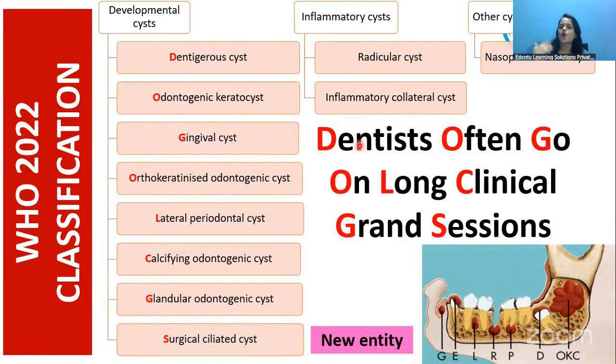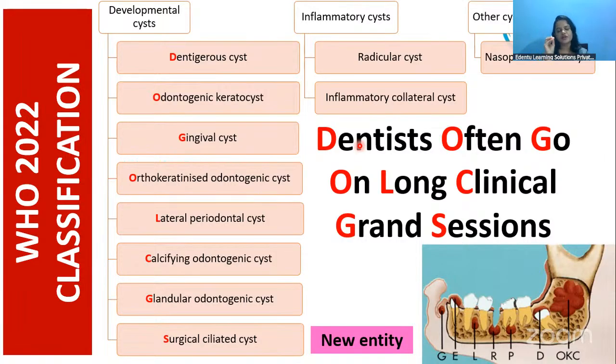If it is not formed from the odontogenic apparatus, then it is included under the non-odontogenic category. So this is the broad classification of the cysts of the jaws: odontogenic and non-odontogenic. Here we are mainly focusing only on the odontogenic cyst. So let's see how this odontogenic cyst is classified.